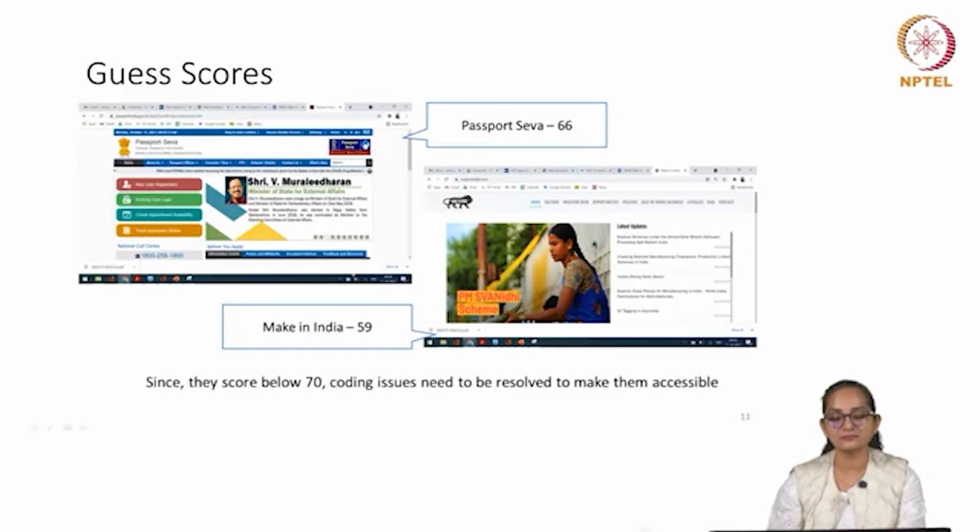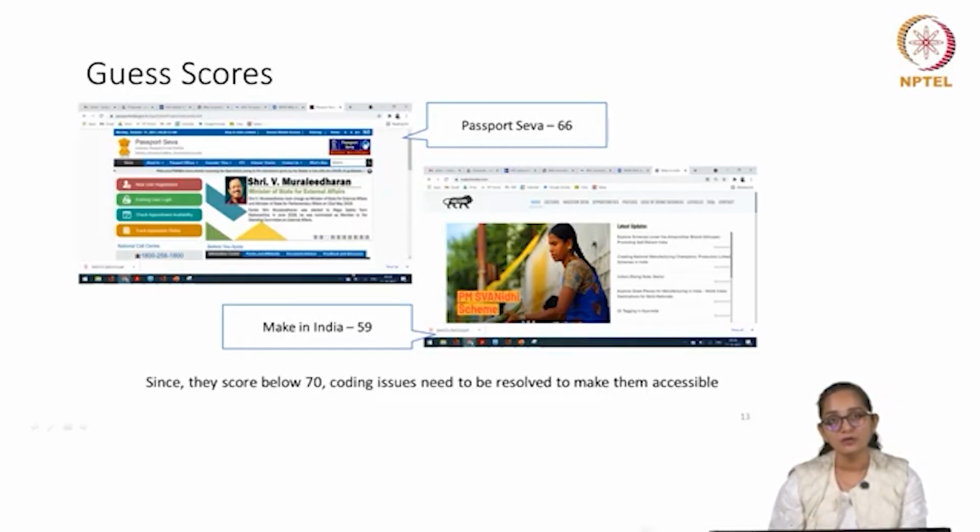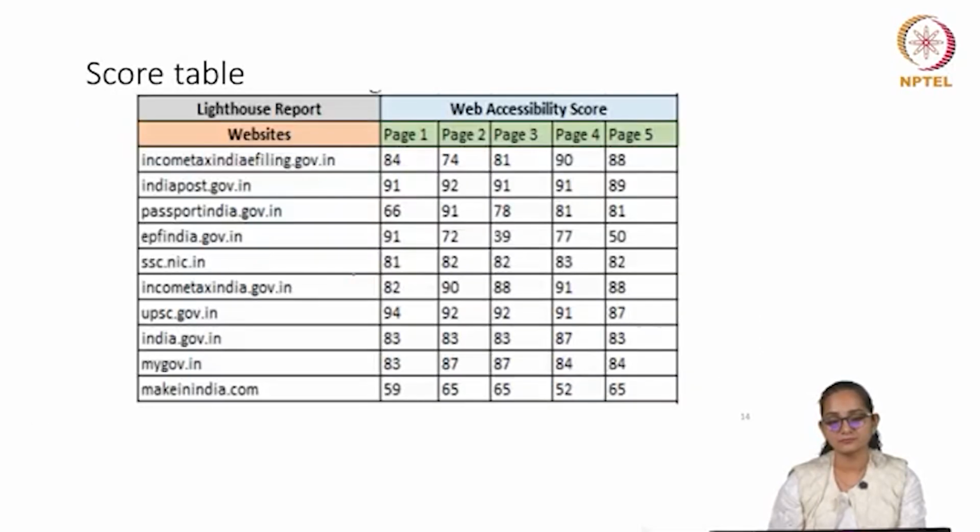Since the score is below 70, that means it is non-compliant at a very deeper level, and then coding issues need to be resolved to make it accessible.